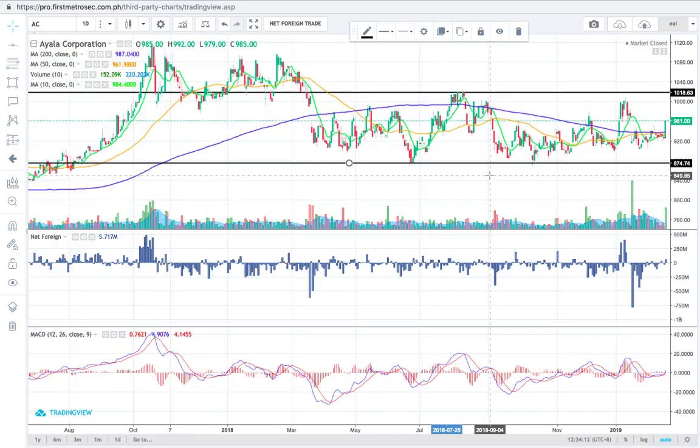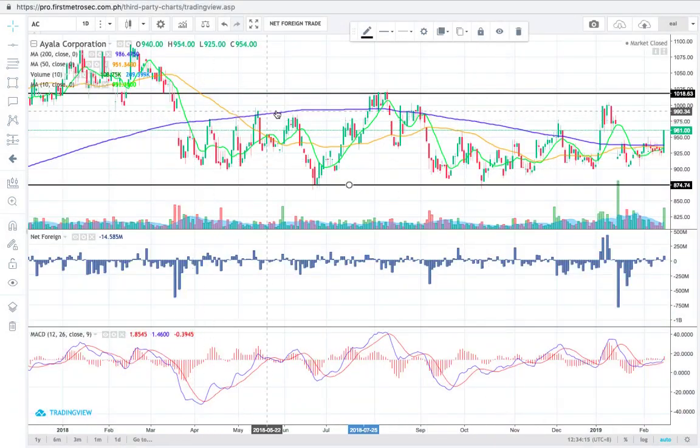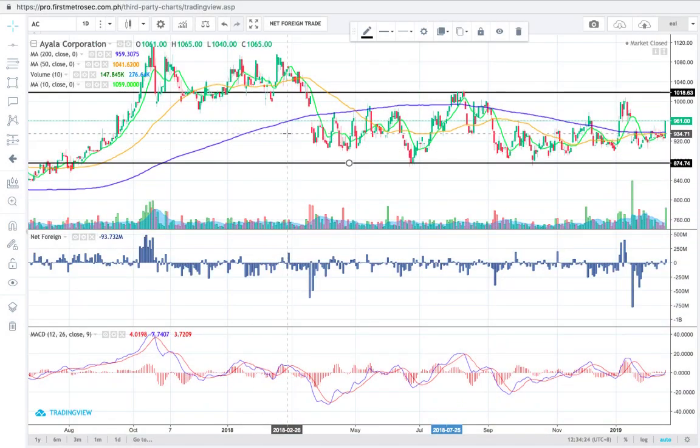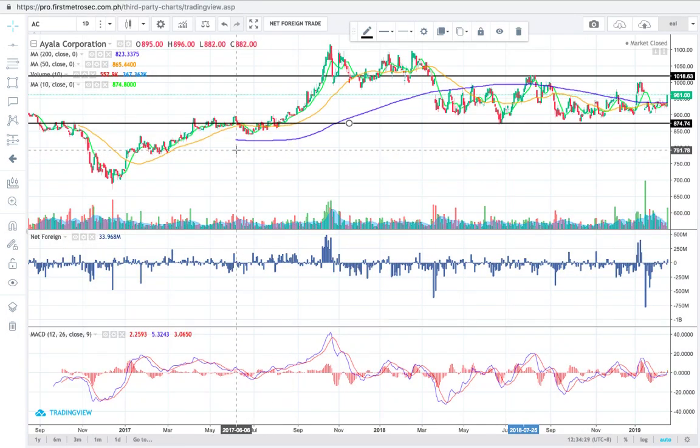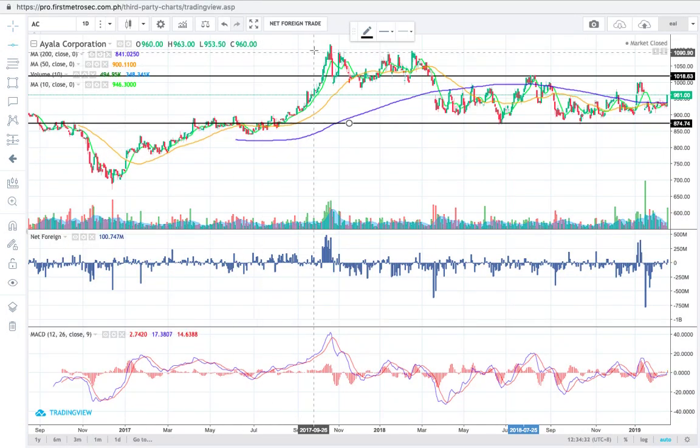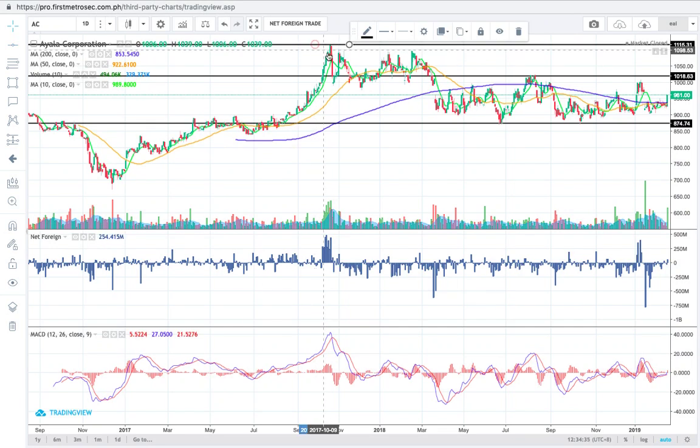Now, how does it happen? Let's talk about the two scenarios that could happen when a price hits a support or resistance. Let's backtrack here. Take a look at this resistance level. This was somewhere around October 19, 2017. On October 19, 2017, Ayala Corporation hit an all-time high of 1,116 pesos.